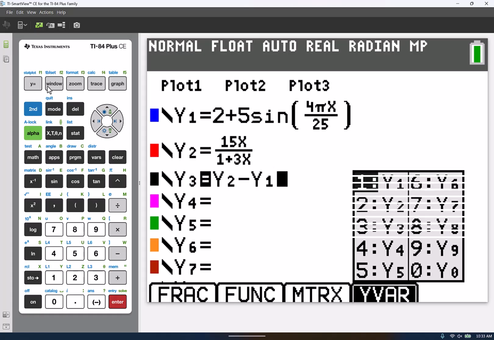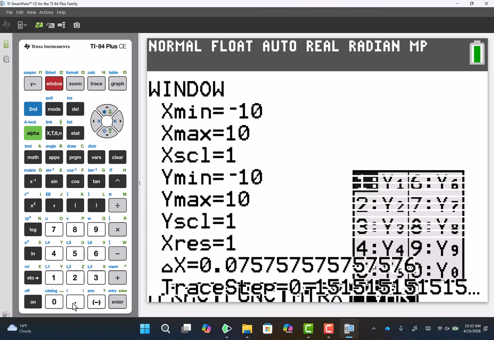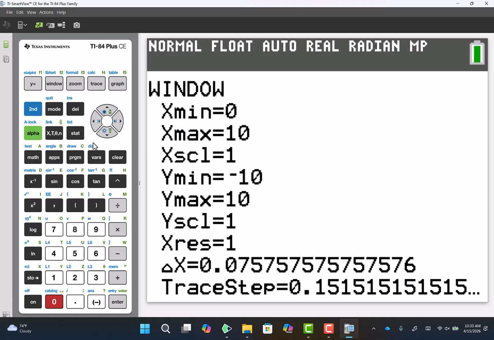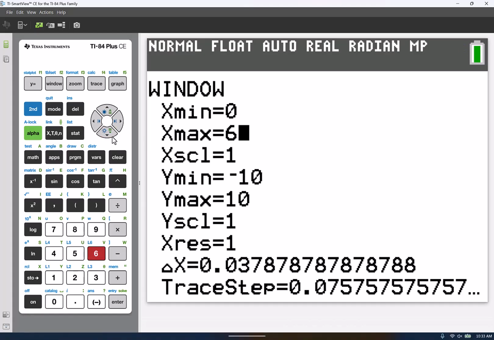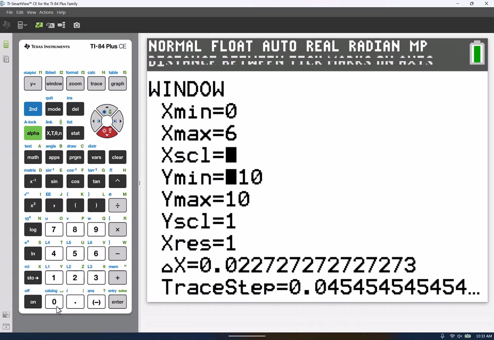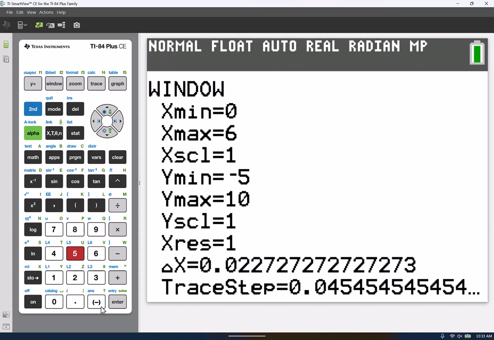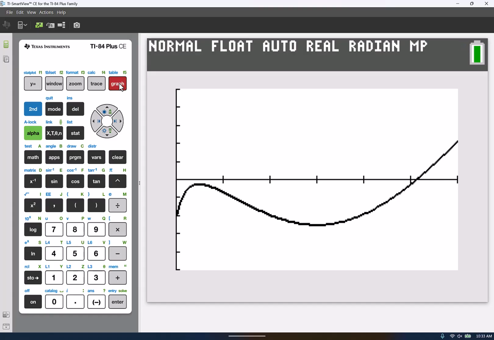Okay, I'm going to click on window, and I'm going to go from what to what? From 0 to 6. Yeah, negative to positive, -5 to 5, because you just care about where you cross the x-axis. And then push graph, and there it is. Oh, look at that. We already found it. There's only one critical number. Give me that one. How do I tell the calculator to give it to me?